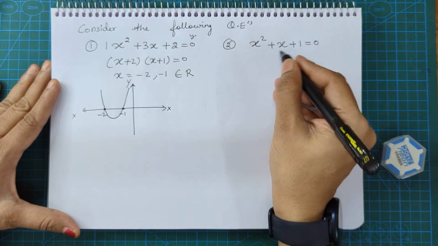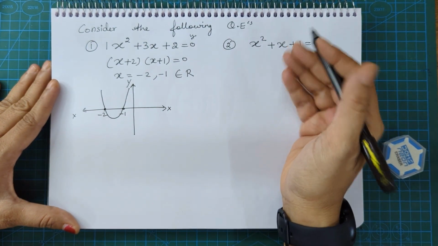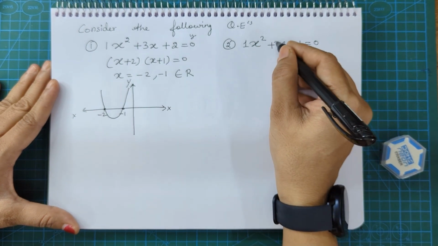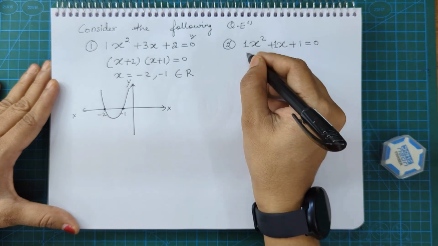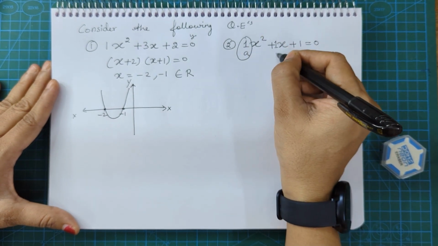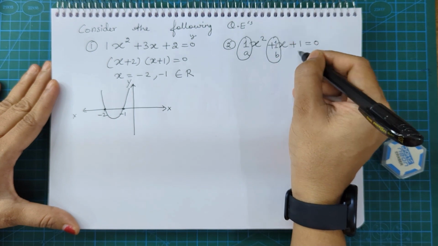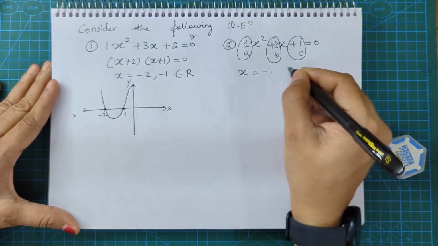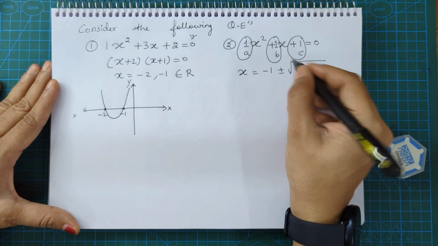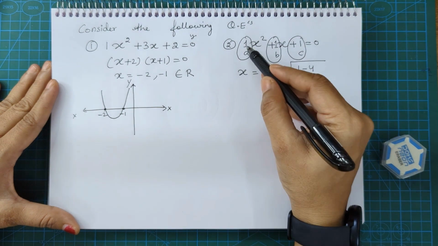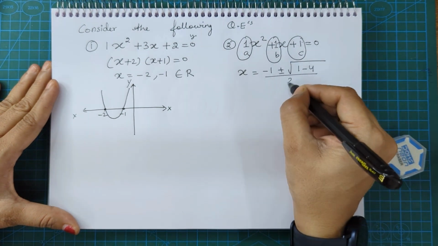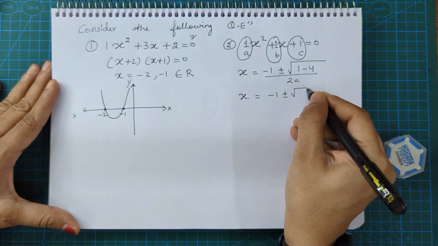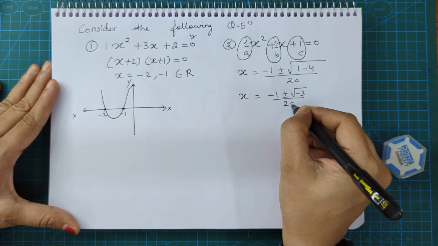What about this one? Splitting the middle term is difficult to think, so let's use the quadratic formula. The quadratic formula, for ax square plus bx plus c: so a is 1, b is also 1, c is also 1. So x is minus b plus or minus root over b square minus 4 times a into c, by twice a. Here x is negative 1 plus or minus root over negative 3, by twice a.